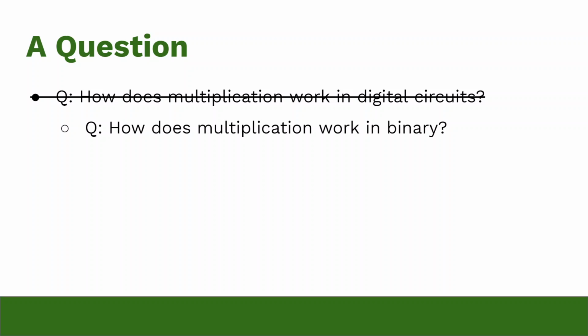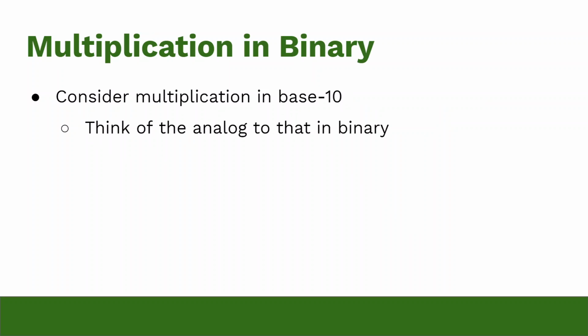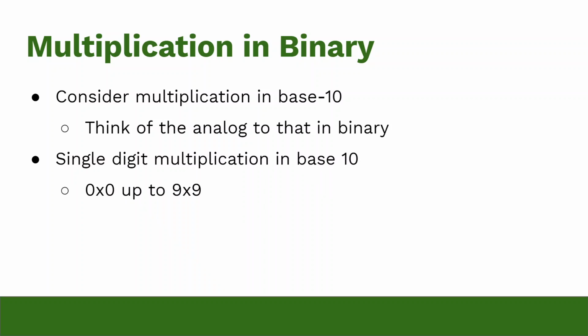That's the real question we should be asking, because that's how we figured out how addition worked. So we're going to do the same thing for multiplication, along the same lines of just figuring out arithmetic here. Consider multiplication in base 10. I want you to think of how you do multiplication on paper, by hand, in base 10. The real goal here is to think of the analog of that, but in binary.